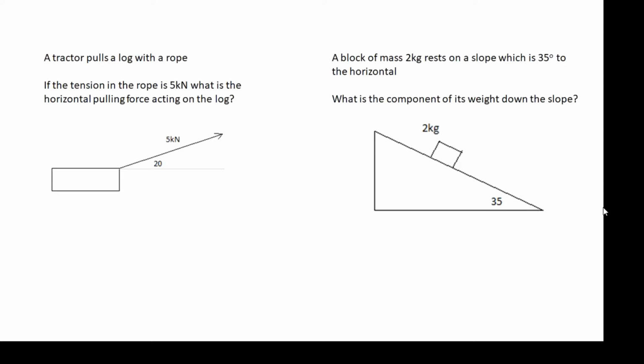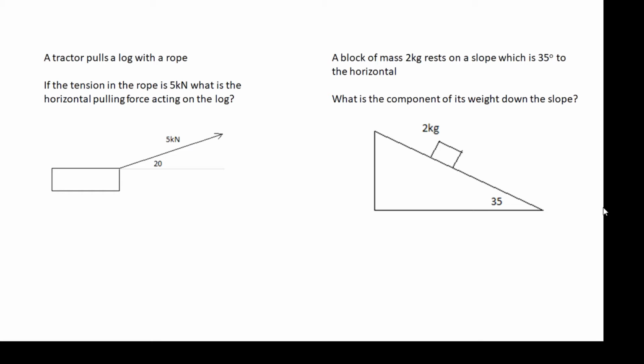Okay, here's a couple of examples. A tractor pulls a log with a rope. If the tension in the rope is 5 kilonewtons, what's the horizontal pulling force acting on the log? In other words, what's the horizontal component of that force? The next question is a little bit trickier. A block of mass 2 kilograms rests on a slope which is 35 degrees to the horizontal. What is the component of its weight down the slope?